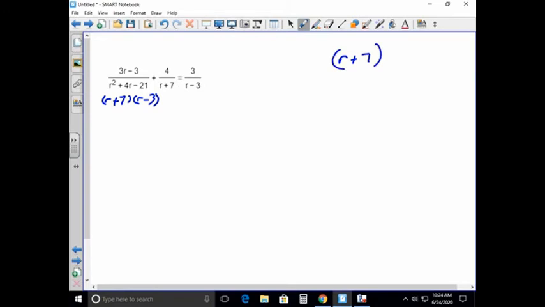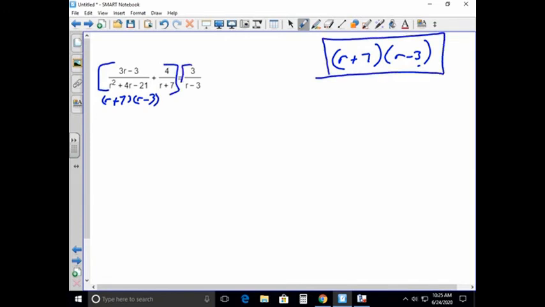Some of those fractions have an r plus 7 on bottom, and some fractions have an r minus 3 on bottom. None of the fractions have more than one of these, so we don't have to multiply by two of those. So we're going to multiply everything on the left by that, and then we're going to multiply the right side by that.